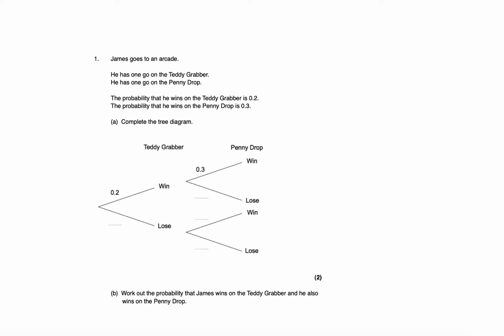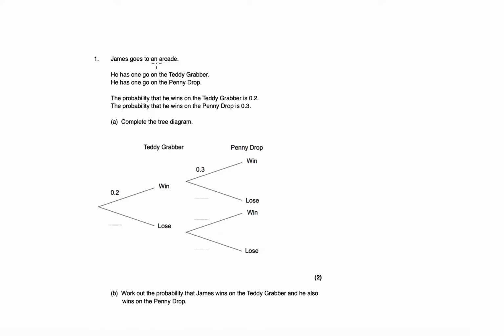Hi everyone, so we're going to go through a couple of GCSE probability, tree diagrams and Venn diagram questions, and we're going to go up in difficulty. Okay, so we're going to start off with a couple of simpler ones, and then we're going to work on to some harder ones. Okay, so start off question here, tree diagram.